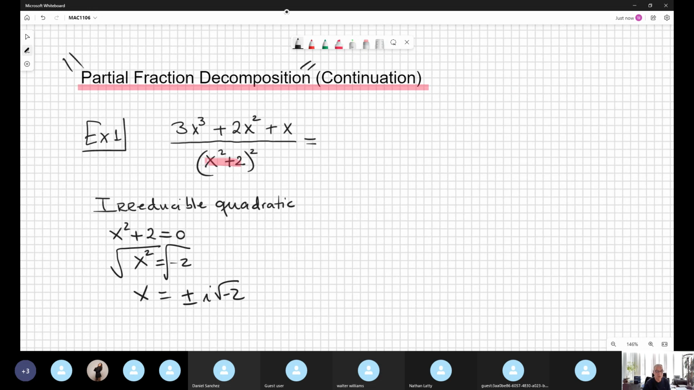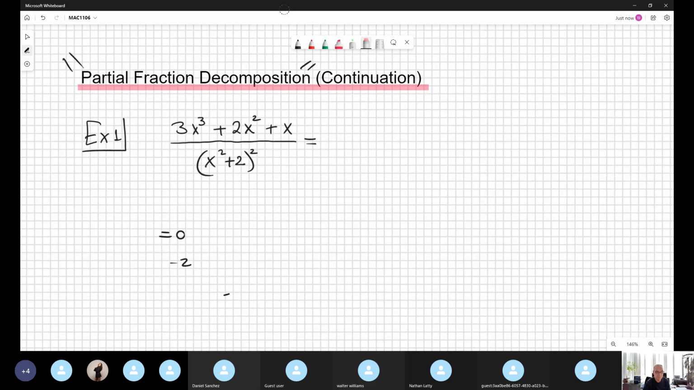But more complicated because it's repeated. So it's the most dramatic case. It's repeated and irreducible quadratic. But don't worry, it's easy. In this case, we have no possibility of the smart value. The only possibility we have is using a linear system of equations.